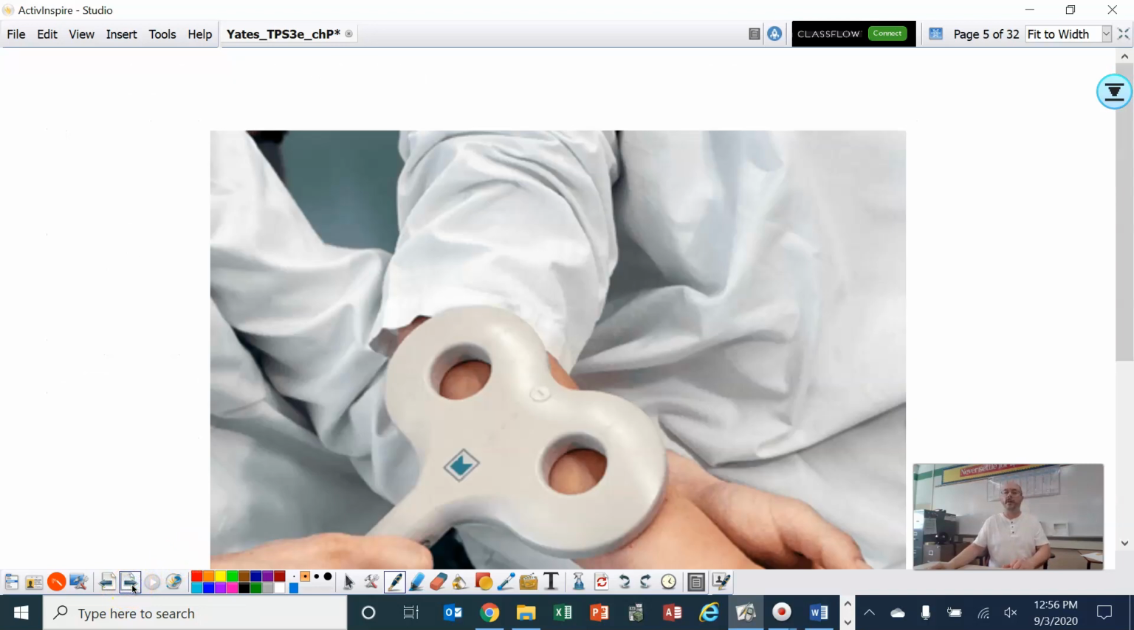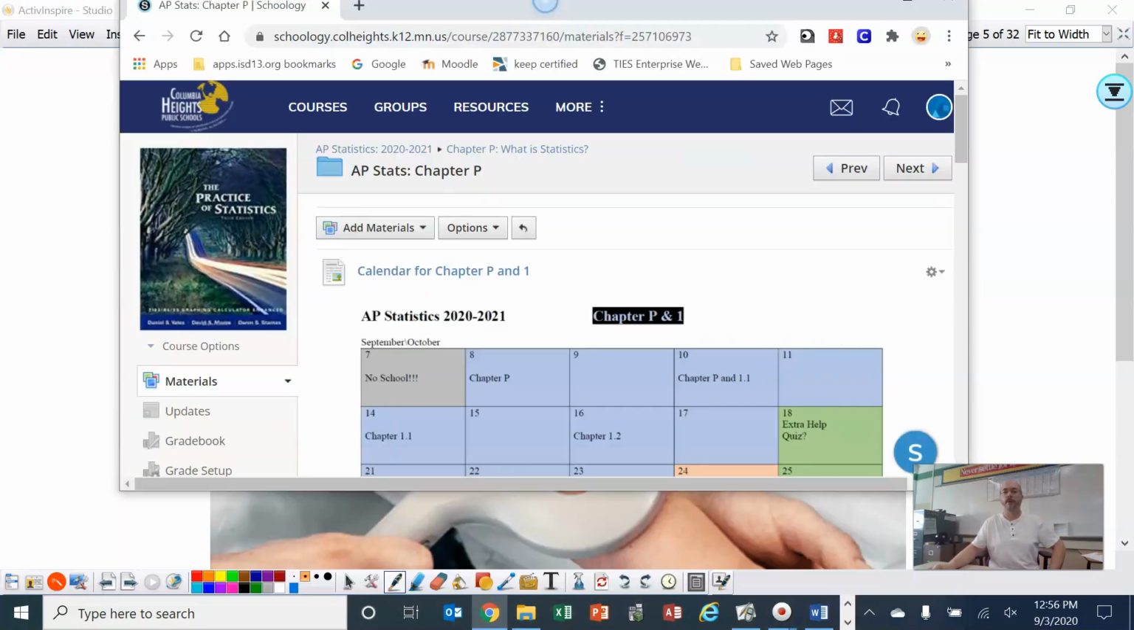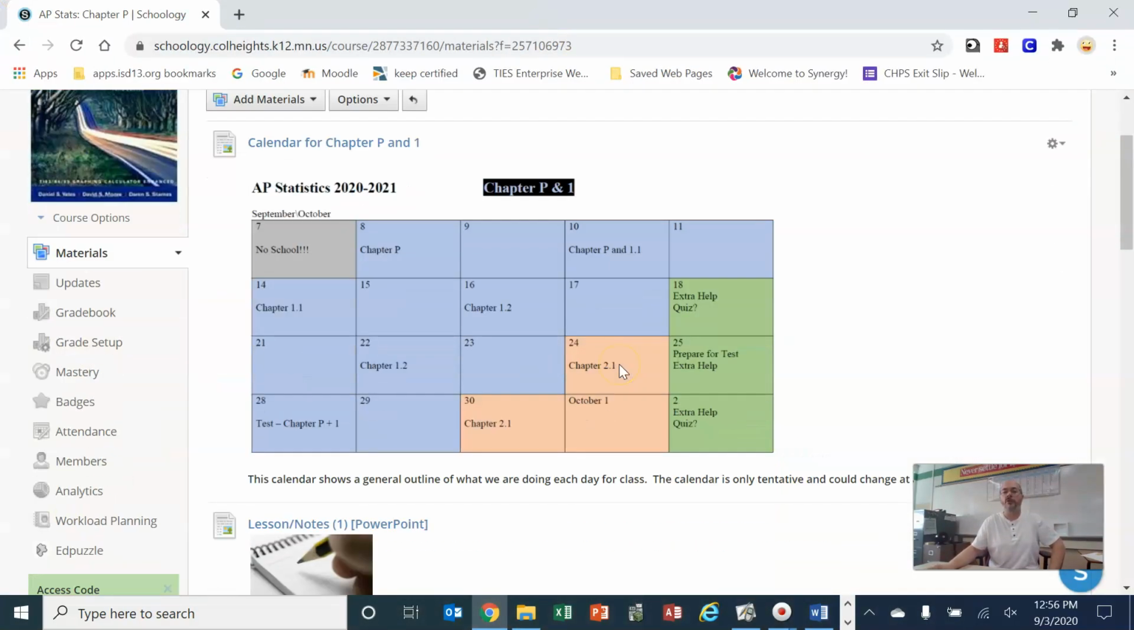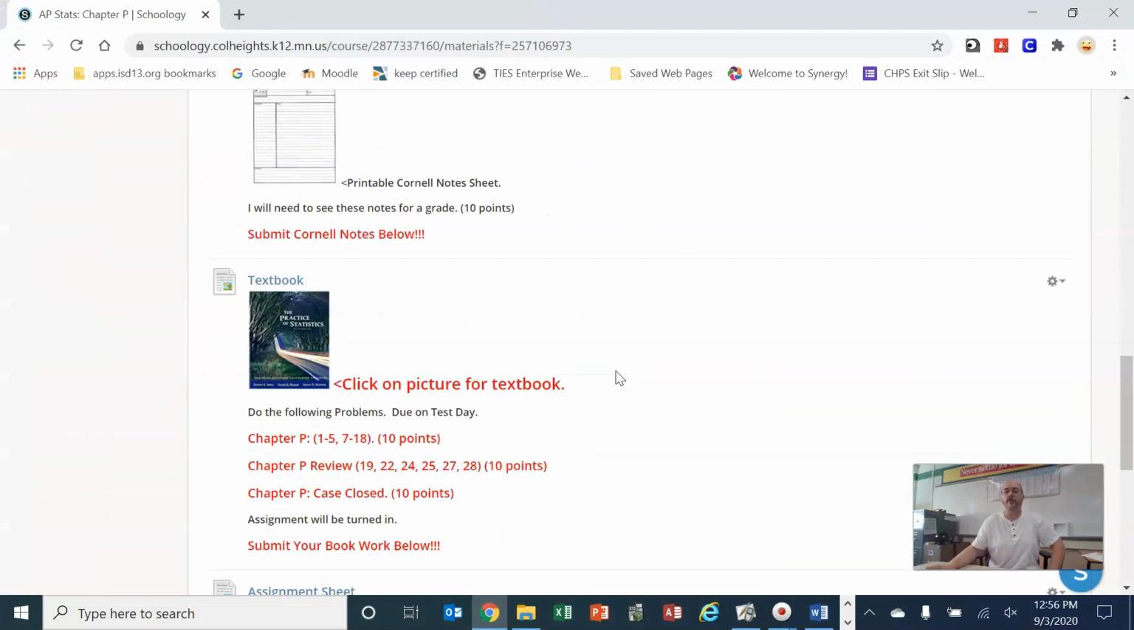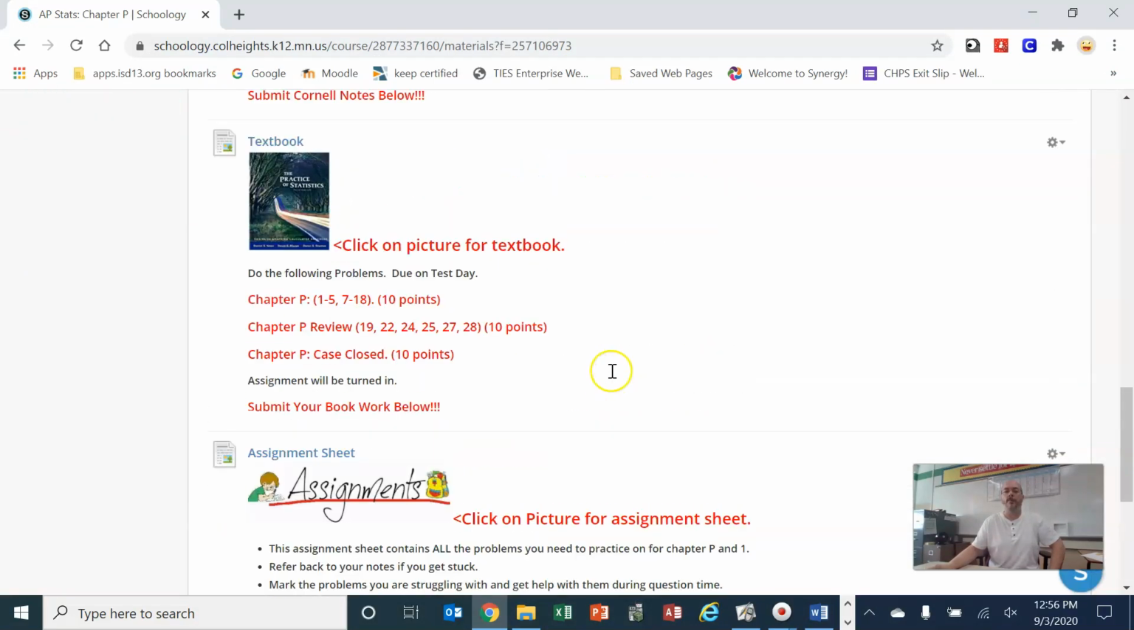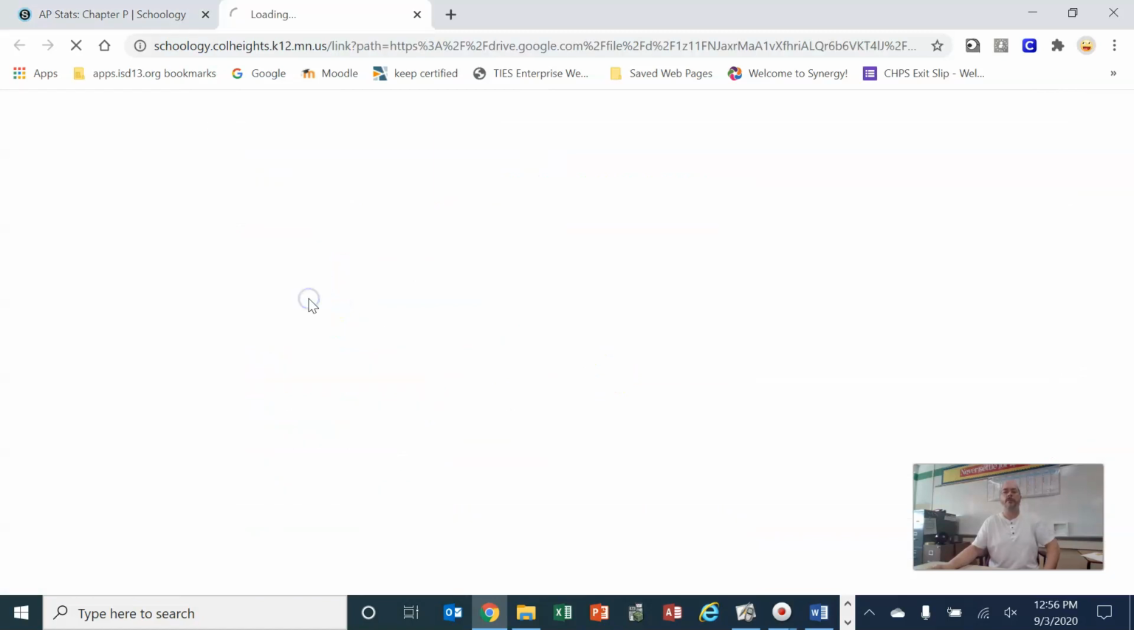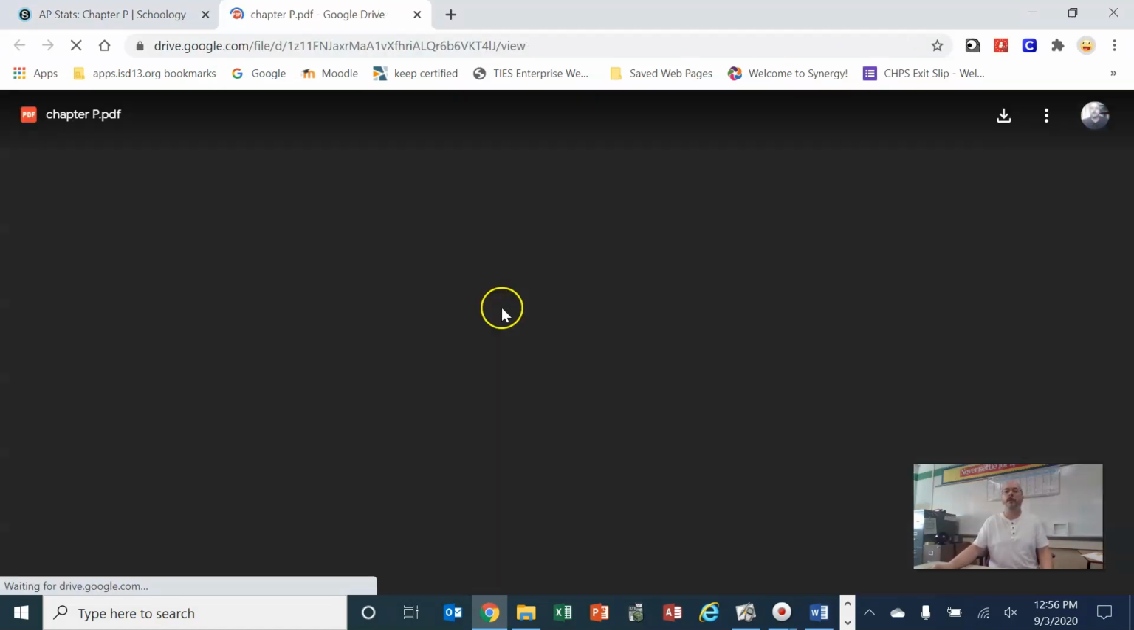All right, let's get started. So if you recall, the book begins with a case study. Let me pull this in. So here's chapter P on Schoology. Let me go ahead and pull up the book. Here it is.